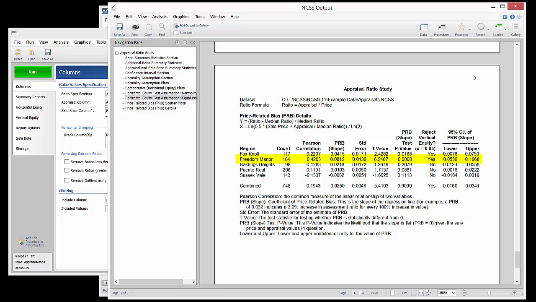The Freedom Manor region shows an even more pronounced bias. For these two regions, higher valued properties are valued relatively higher than lower valued properties.